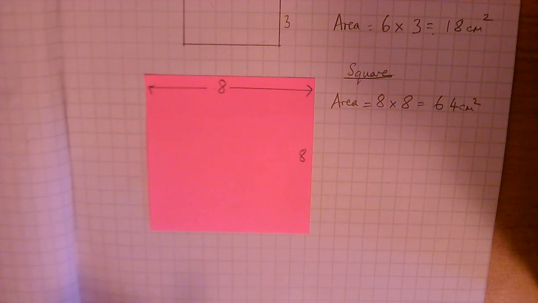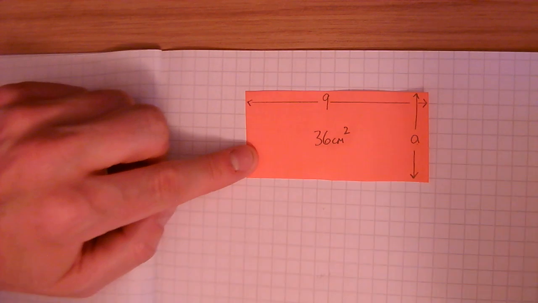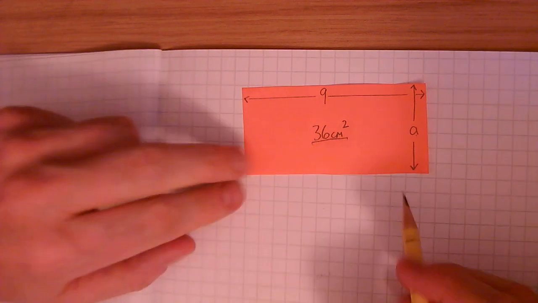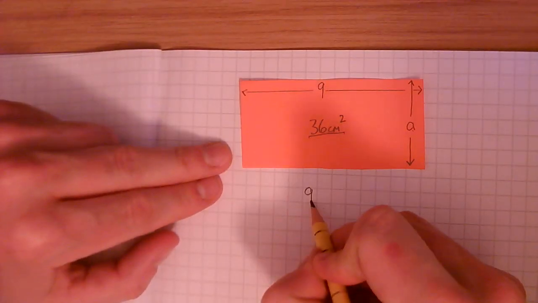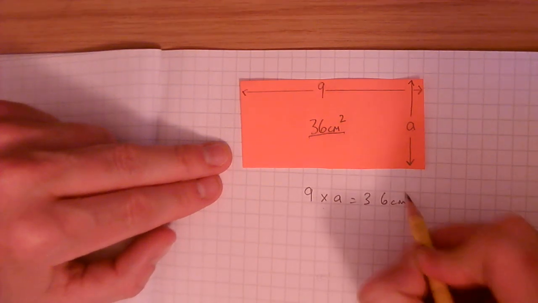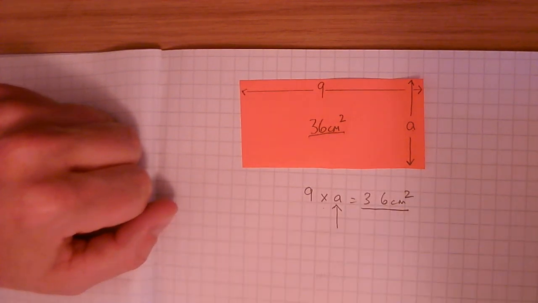Let's look at another example. Let's say we had this rectangle, and we would like to work out what the length of A is. So on this question it's given you the area, but it's asking you to work out what A is. So we know that 9 times A equals 36 centimetres squared. So this time we've got the answer, but we need to work out what the length is. So we know the area, we know the length, but we don't know the width.